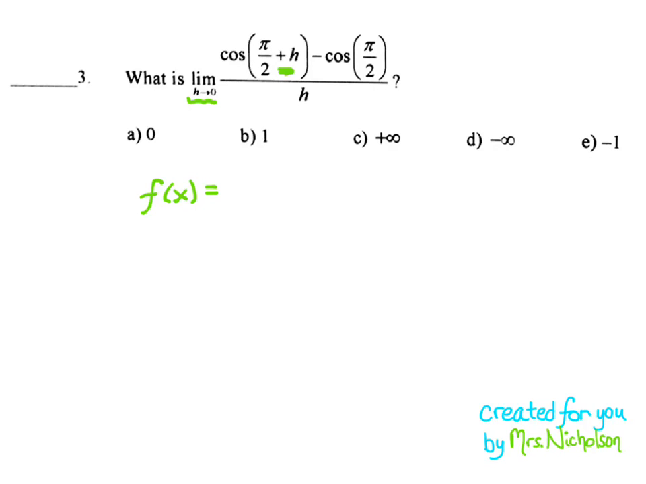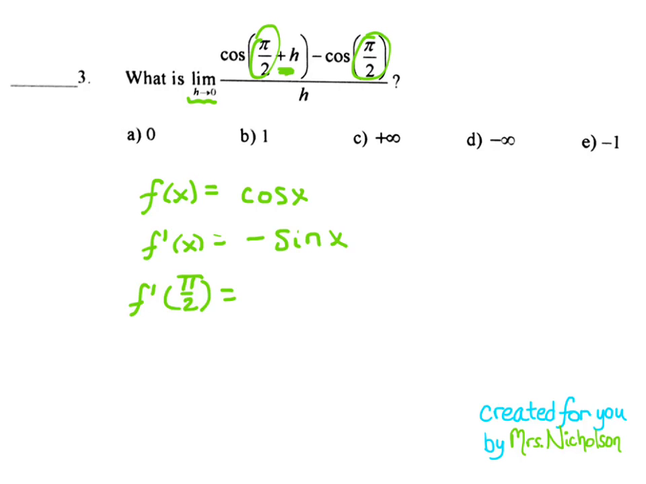And so if I look at this, I can see that my function here is cosine x. So I'm going to find that derivative. The derivative of cosine is negative sine. And then I want the value of the derivative at pi over 2. The pi over 2 means that I want to find the value of the derivative of cosine at pi over 2. So negative sine of pi over 2 is equal to negative 1. Sine of pi over 2 is 1, and so we get negative 1, answer E.